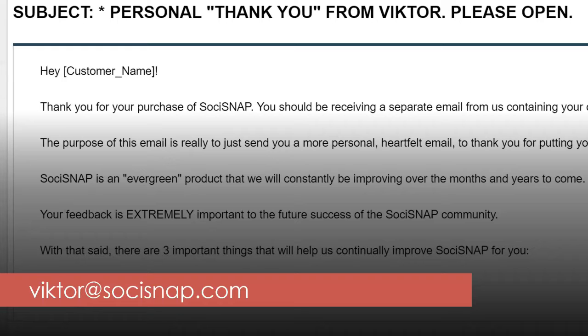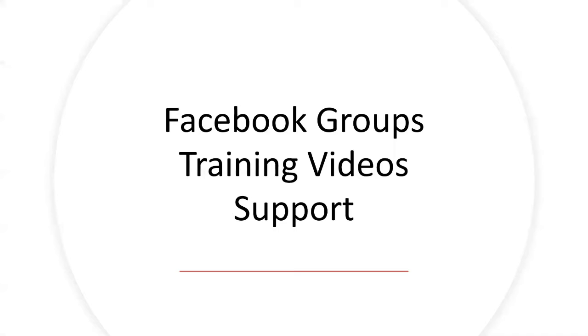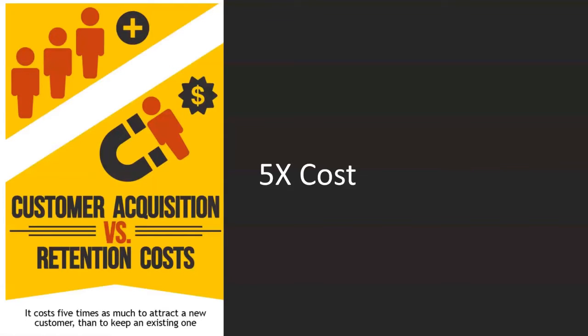And what is basically inside this email? There are three important things that will help us continually improve SociSnap for you. We're going to give you a link to our Facebook groups, our training videos, and support. So encouraging you, like if there's a feature you want, or just the other day, I was on with one of my customers and he put me on a Skype chat with his tech guy. And we were chatting back and forth and saying, hey, what features would you like? What words would you like added to the thesaurus? Which ones would help you with your business? It's about going the extra mile with your customers. This is where the lifetime value really comes into play.